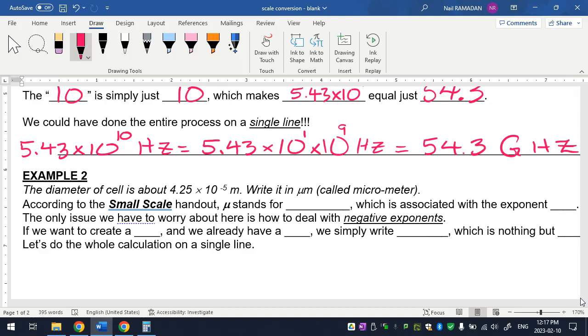When you use it as a unit, you call it what? Yeah, you never say mu meters. You have to say what? Micrometers. Micro is the scale name, micrometers.